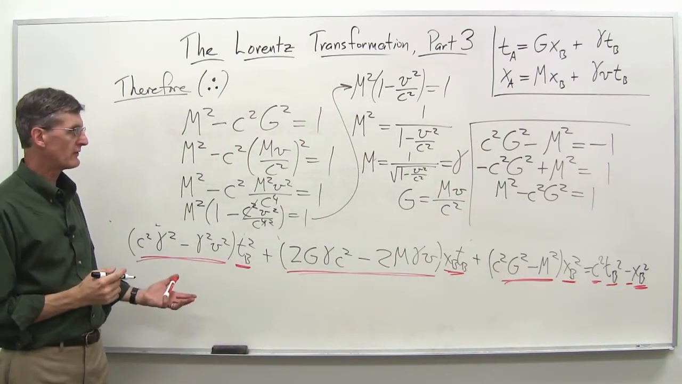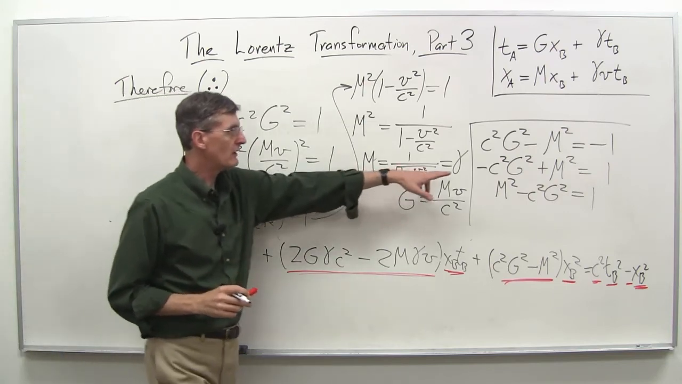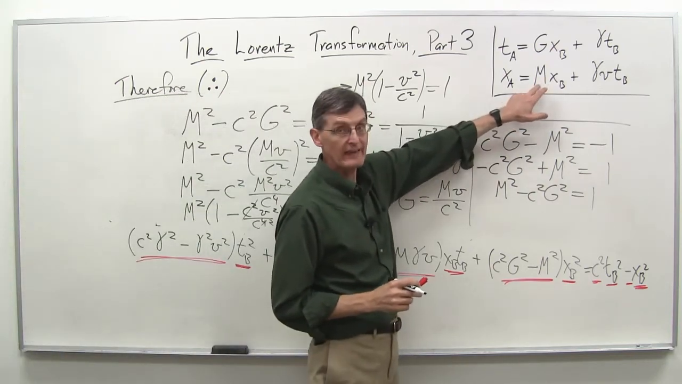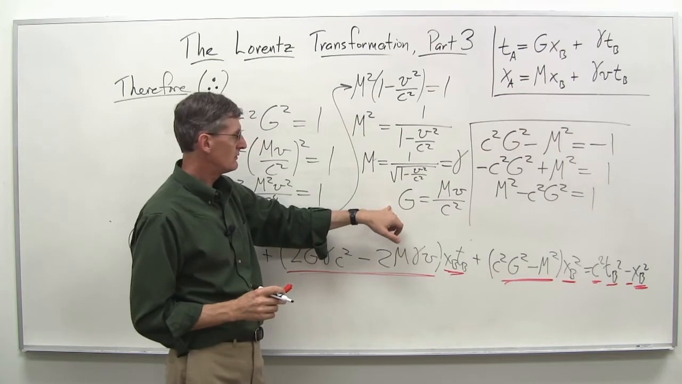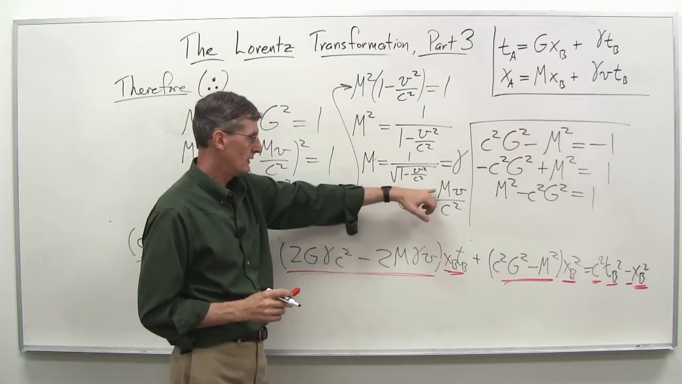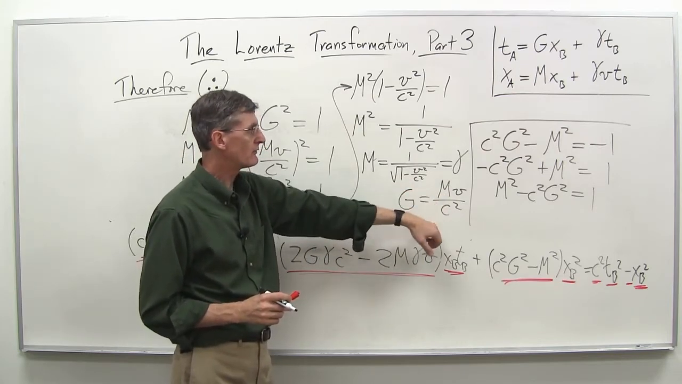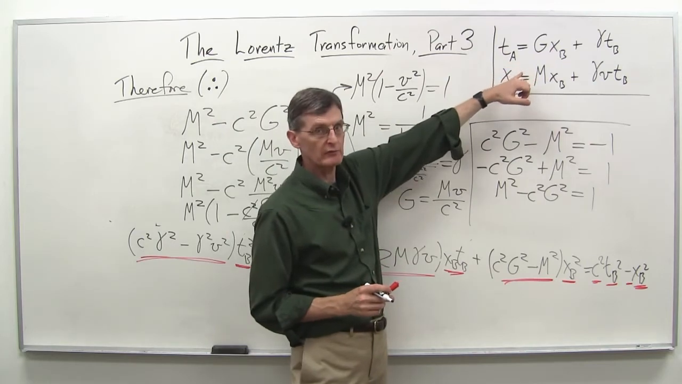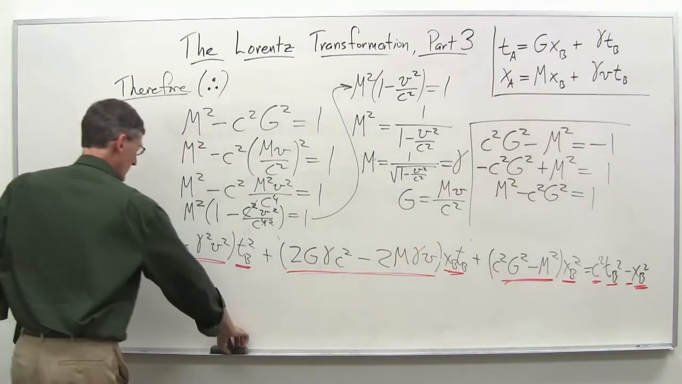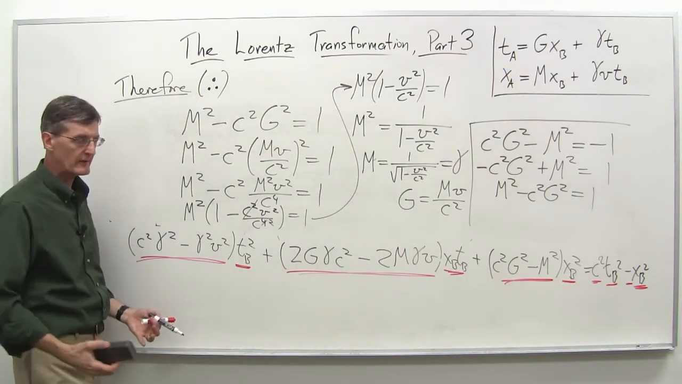So now we have everything. M is gamma. So right there, that's gamma. G is just mv over c squared. M is gamma, so G is now gamma v over c squared. G is gamma v over c squared up there. So let's write all that down. So we worked through all this. Remember how we got this again?